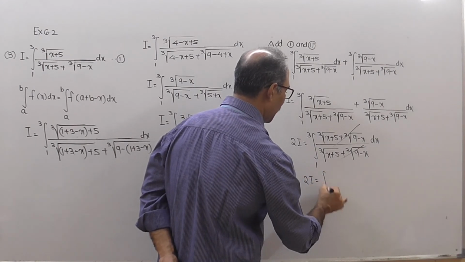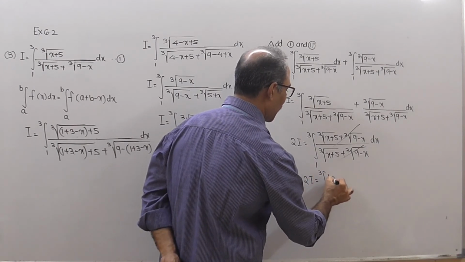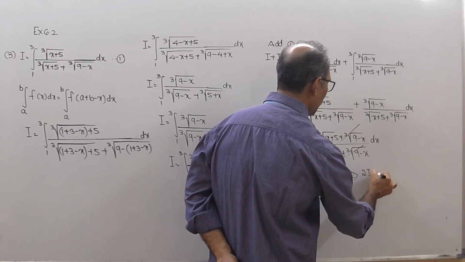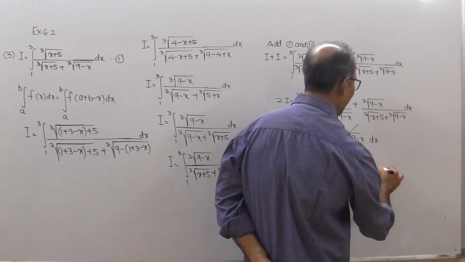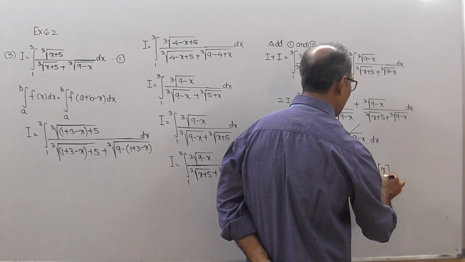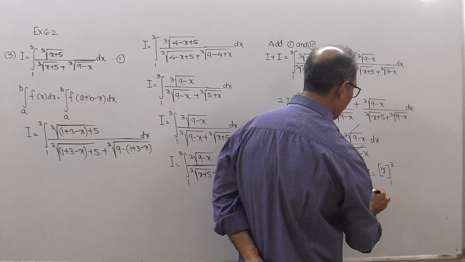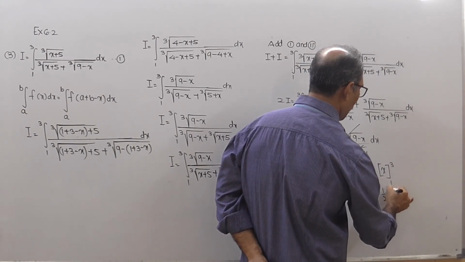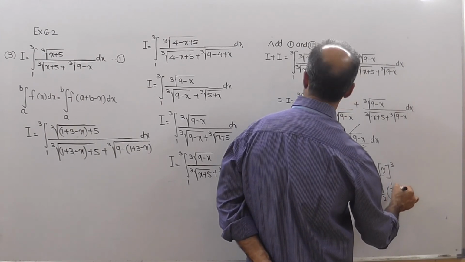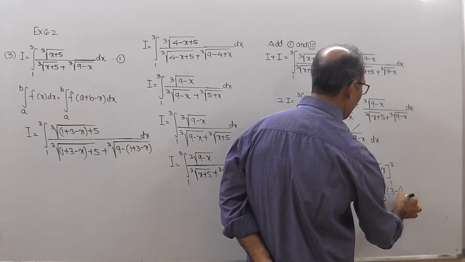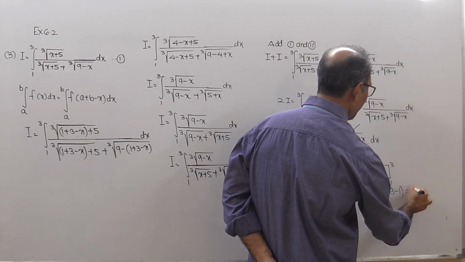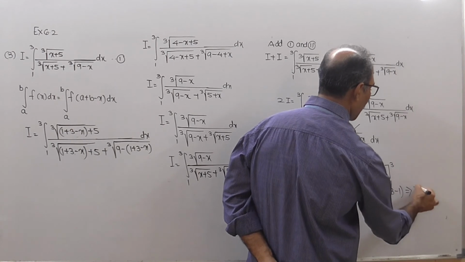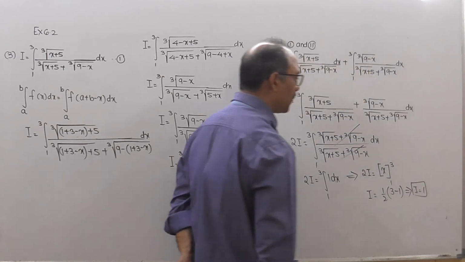2I equal to integration 1 to 3, and this will be 1 dx. So 2I equal to, what is the integration of 1? x. Put x here, you can write 1 to 3. So I equal to, take 2 to the other side, half, upper value first, lower value after. So I will be equal to, this 2 will remain, I value will come 1. That means the answer will be 1.